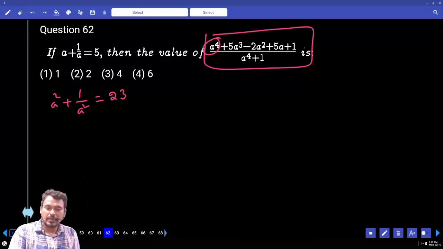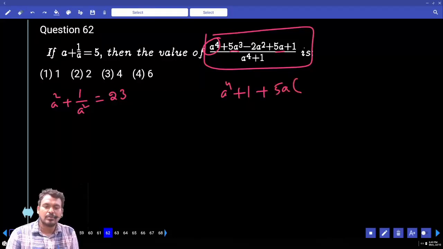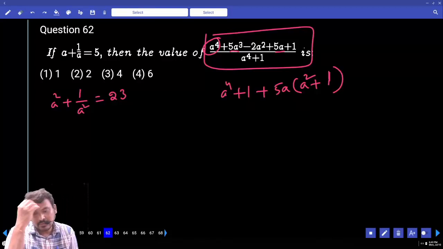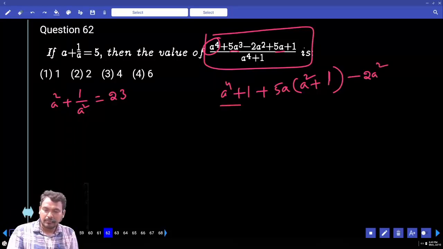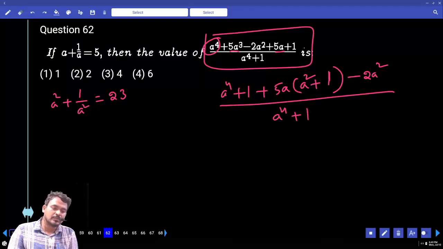First, a power 4 plus 1 in the numerator, plus 5a cube plus 5a. What is the common value? 5a common. What is the remaining? a square plus 1, a square plus 1. Next, what is the remaining? Minus 2a square, or plus 2a square? Minus 2a square, by a power 4 plus 1.